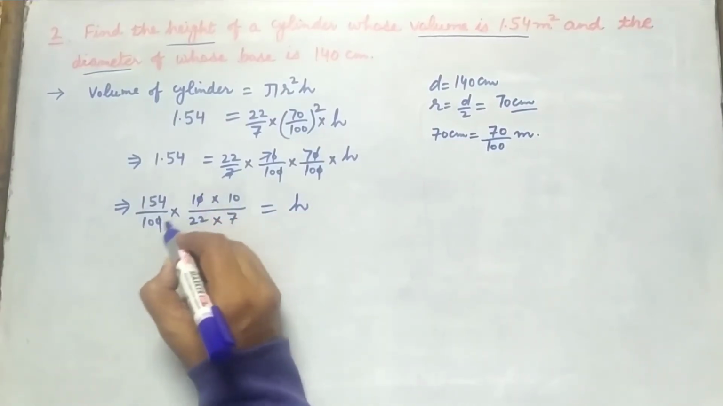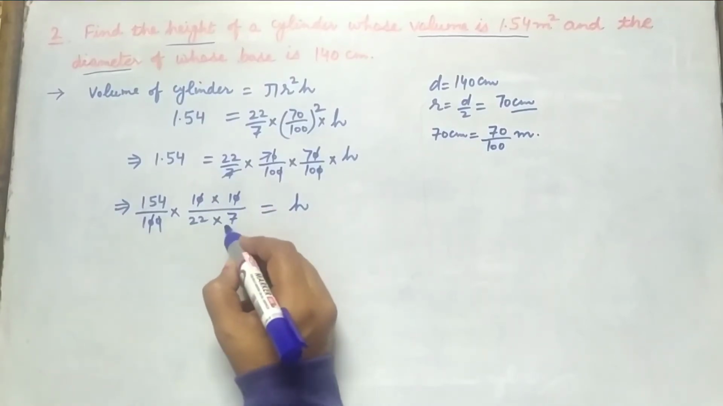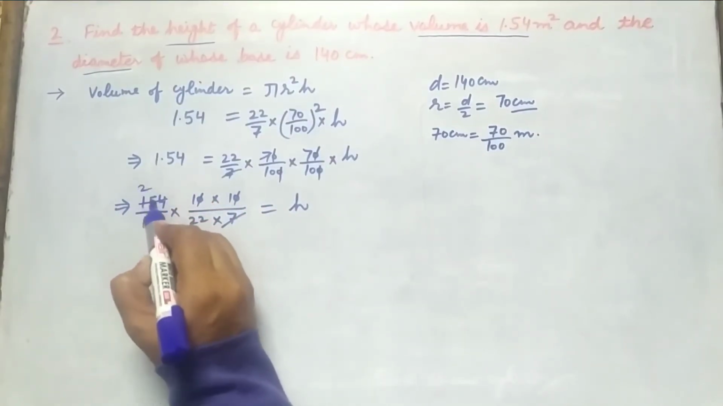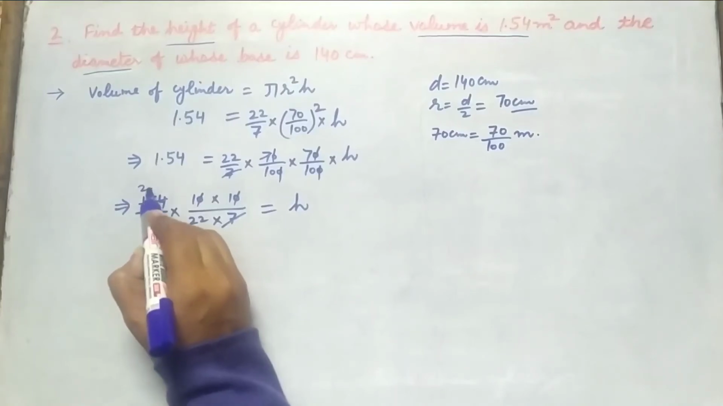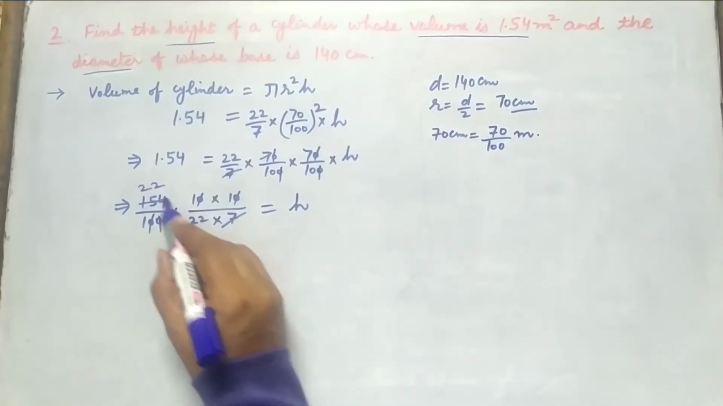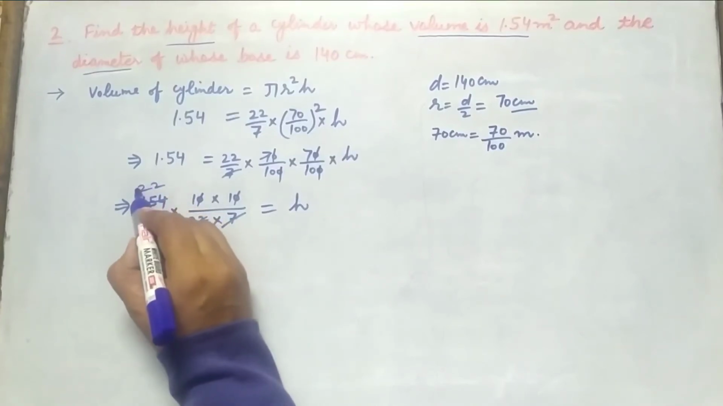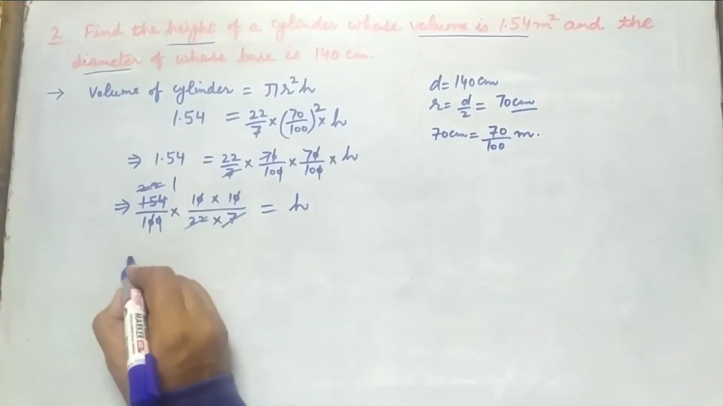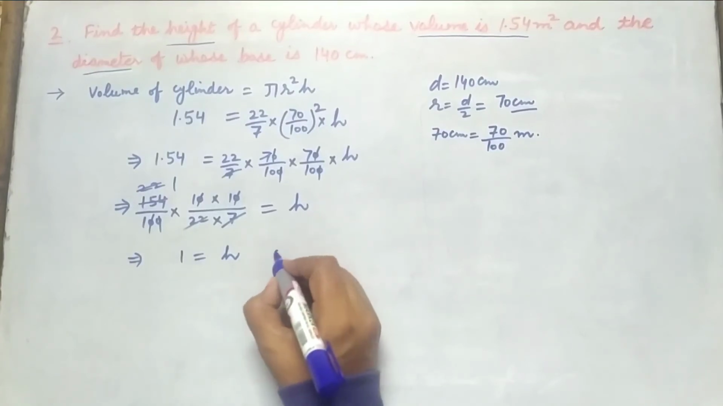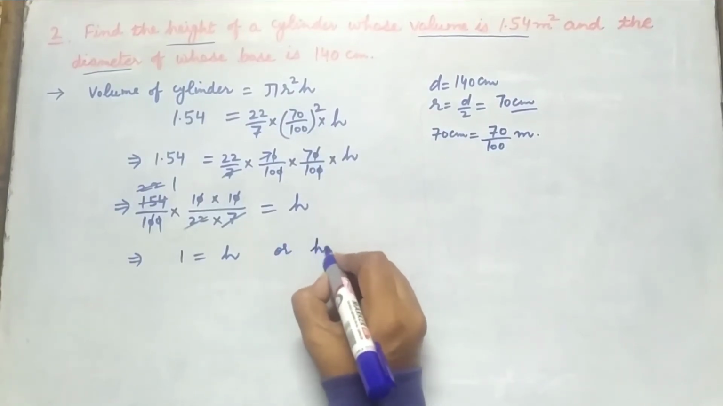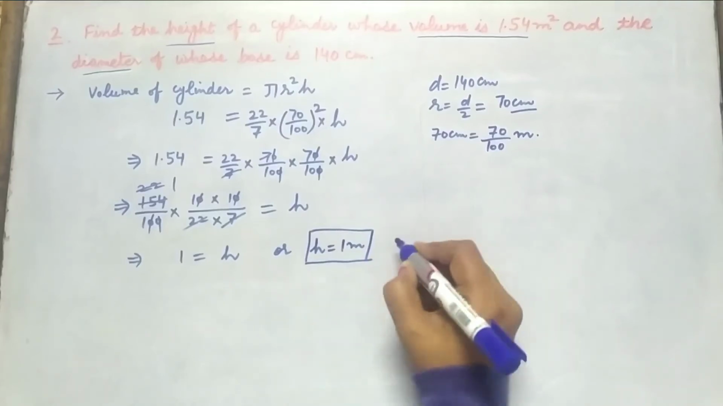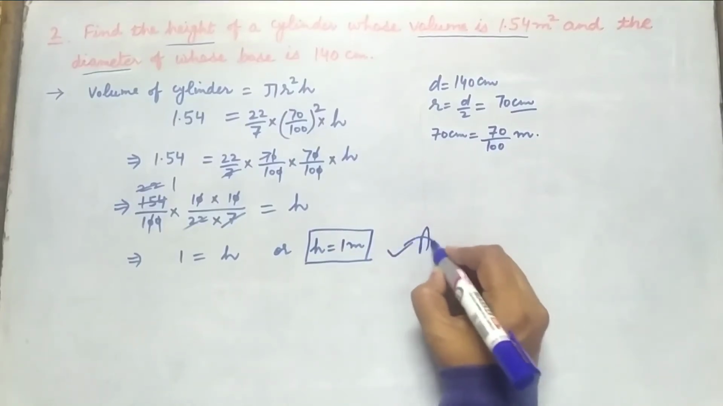Cancellations, 0 with 0. Again this is for the table of 7. 7 2s are 14. 1 is left. Again 7 2s are 14. This 22 gets cancelled with 22. 1s are 22. Therefore we have 1 is equal to h, and h was height. Height is 1 meter. This is the required answer.